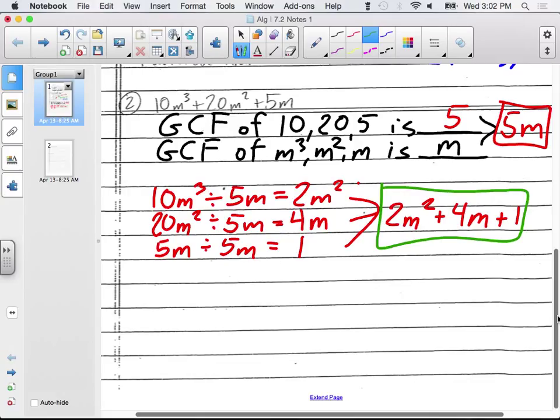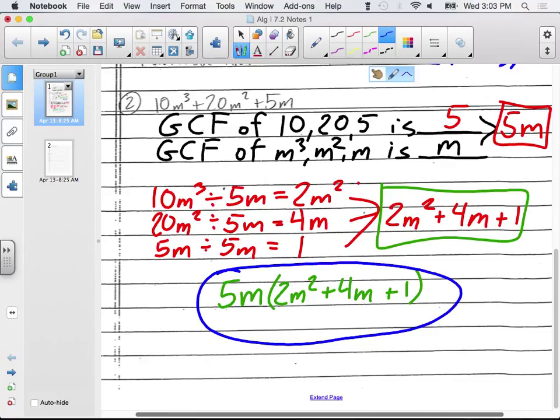Alright, so what is our answer going to be? 2m squared plus 4m plus 1. Nope. 5m, and then parentheses, 2m squared plus 4m plus 1. Oh, that's right, my bad. Yep. So this right here is the factored form of the polynomial we started with.